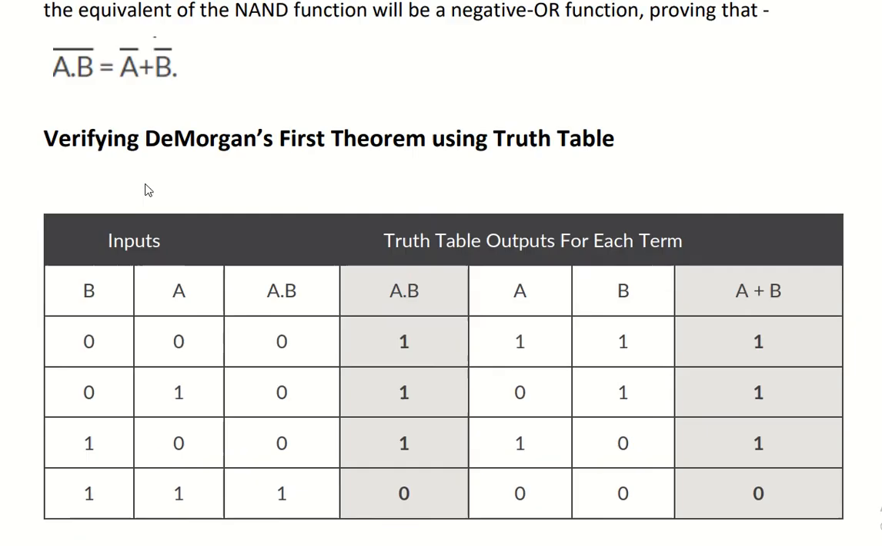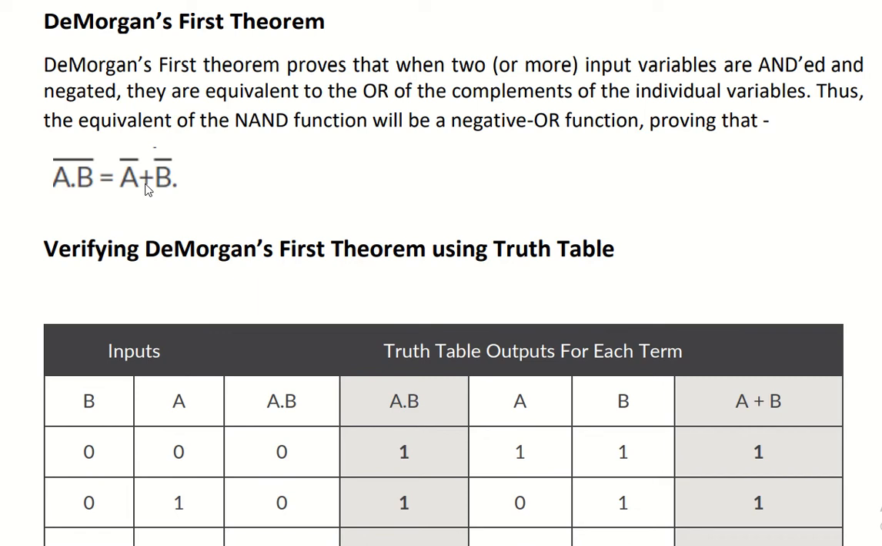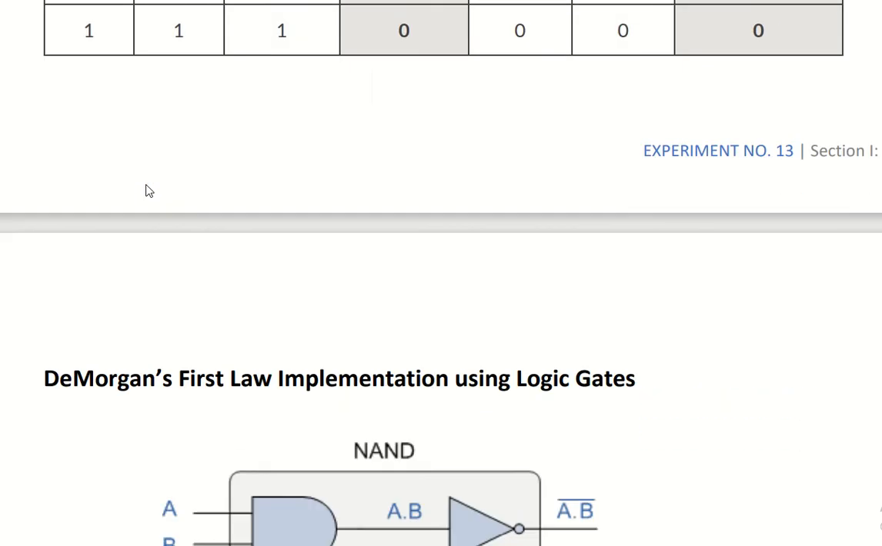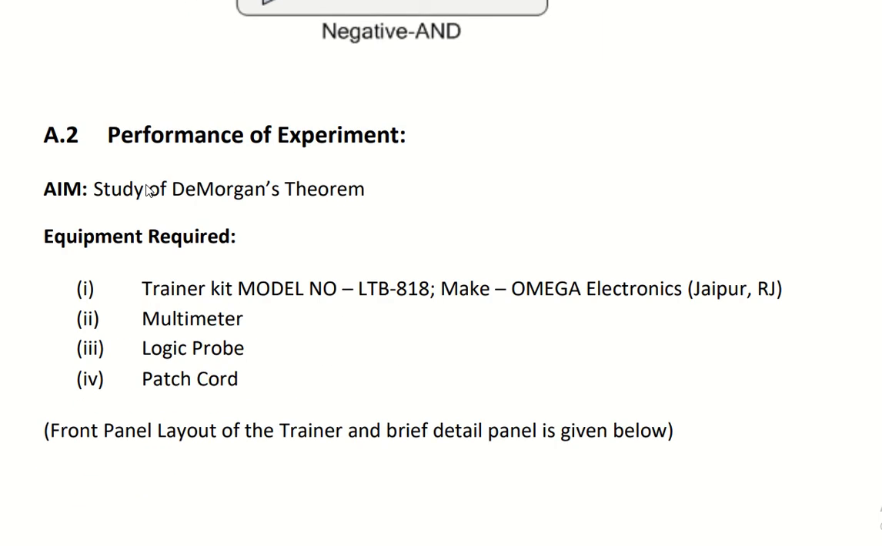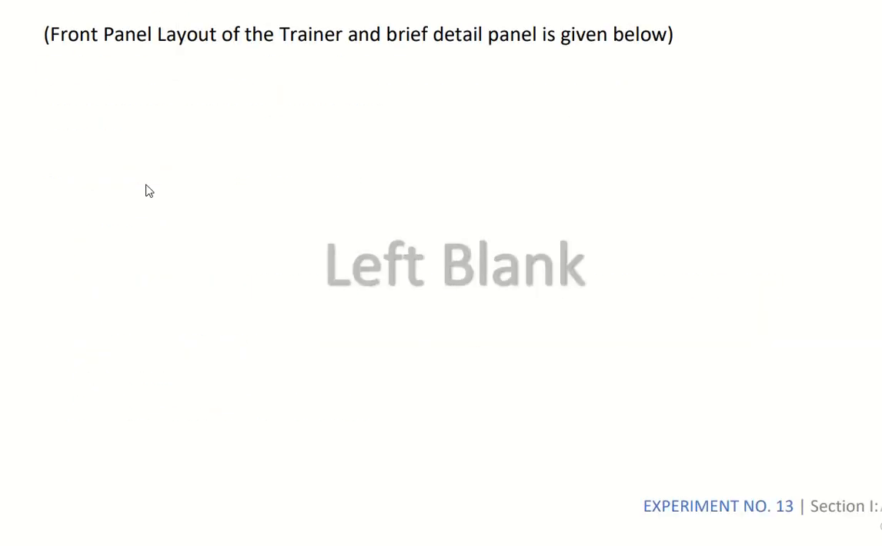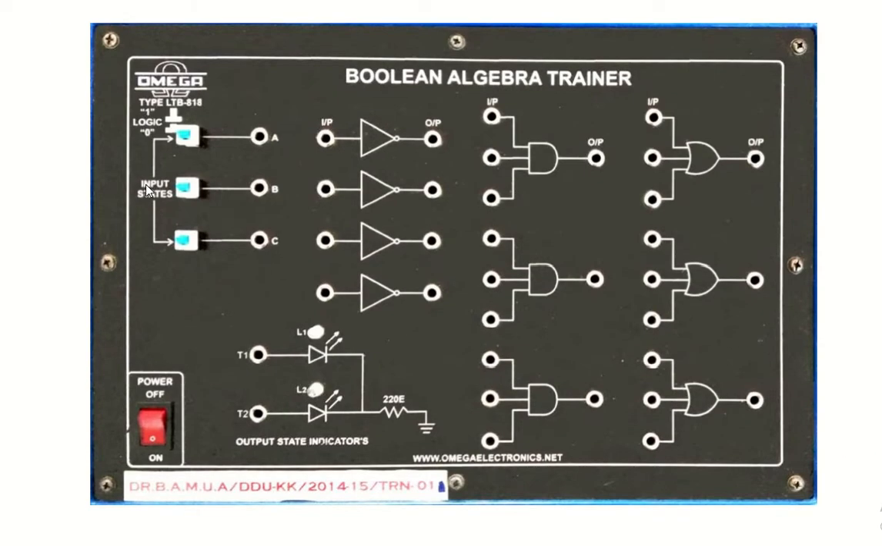Already you have gone through this theorem in your theory coursework, and at the same time I have given adequate theory in the manual. So we will directly go for doing the experimental part. Now you can see that for this we will be using the Omega Mech type LTB 818 trainer. This is a very comprehensive trainer to prove each and every law of Boolean algebra as well as DeMorgan's theorem. Let us try to understand what is there in this.